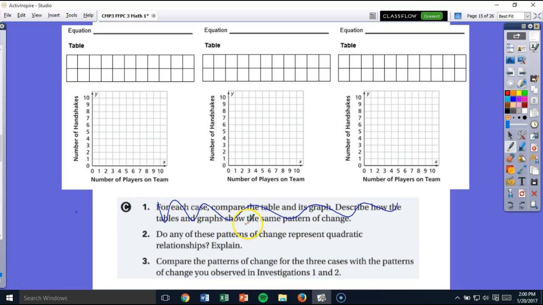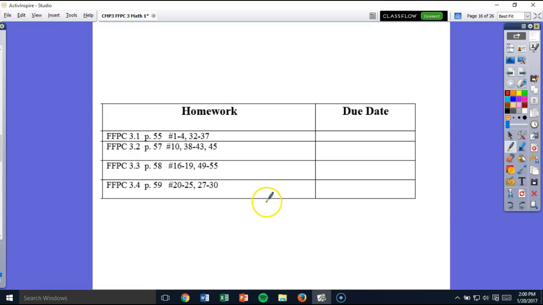That won't be necessary for you to do, but I want you to determine whether any of these patterns of change represent quadratic relationships, how or how not, and then again compare these patterns of change to the changes we saw in investigations 1 and 2. That's all there is for 3.3.